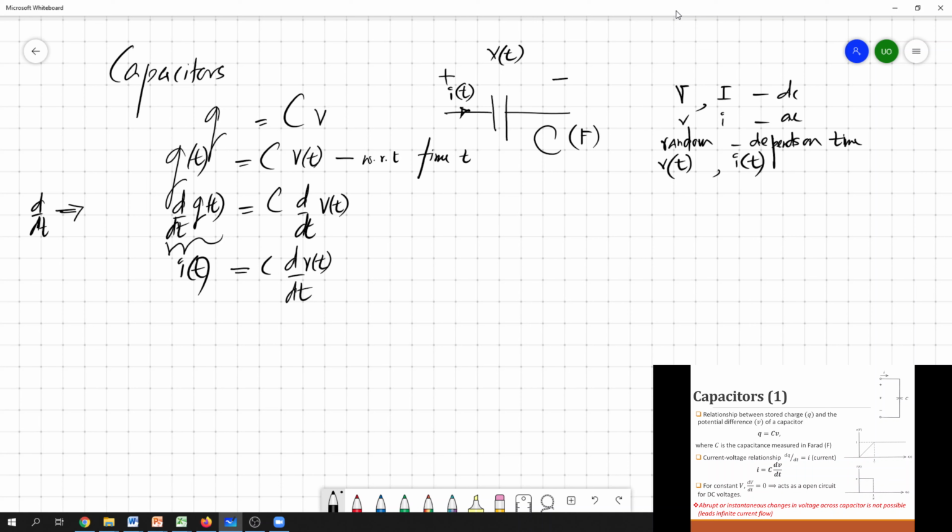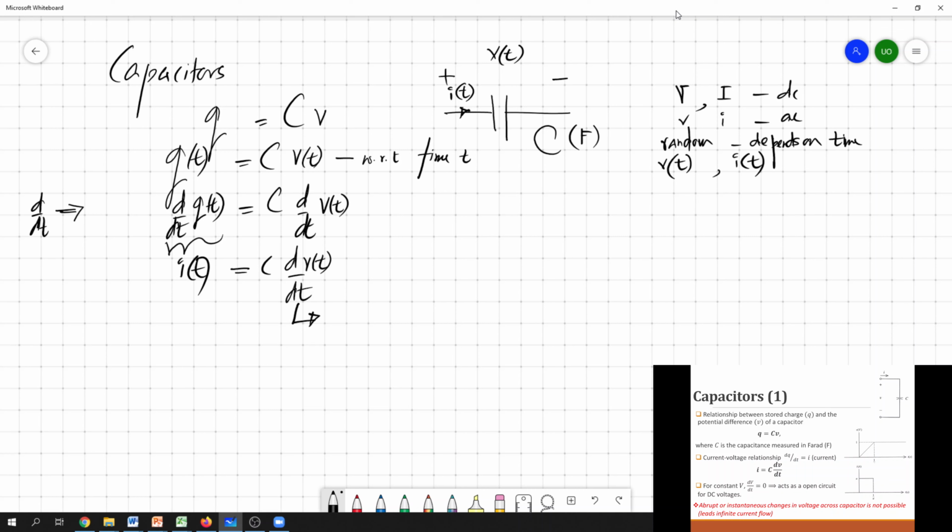So if we have a capacitor having a capacitance of C farad, and you apply a time varying voltage across this capacitor, the induced current or the current flow through the capacitor at any given time t is simply the product of the capacitance and the derivative of the voltage.